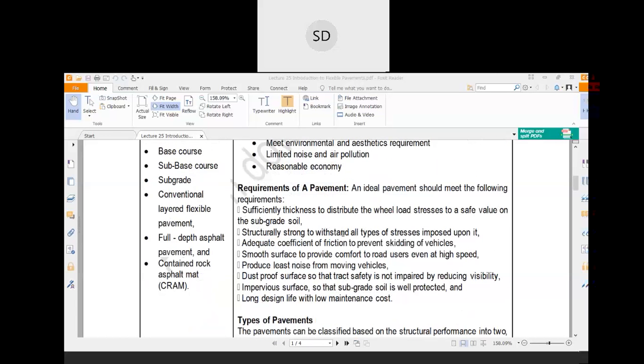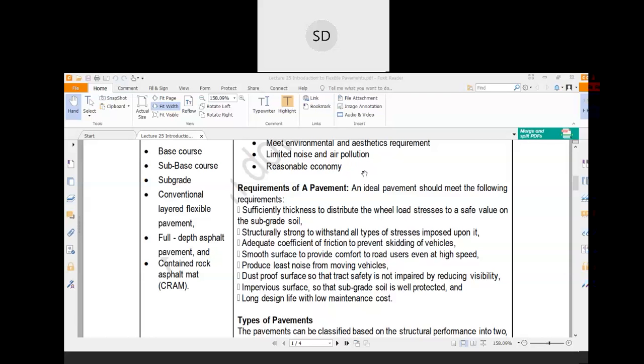Now, if you discuss the requirements, there are different requirements of an ideal pavement. It should be sufficiently thick to distribute the wheel load stresses to the bottom layer, that is the subgrade layer. Now, one thing is there in the flexible pavement: the top layer is of superior material and the bottom layer is of inferior material. So for this reason, the thickness should be designed in such a way that the stresses imposed on the top layer can easily be reduced when they reach the bottom layer.